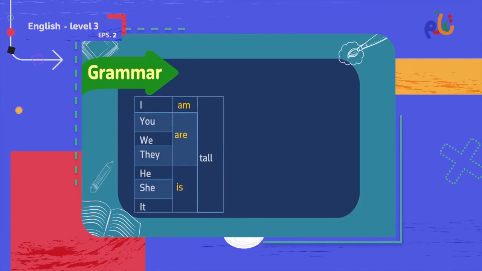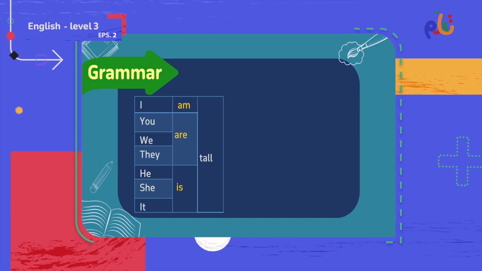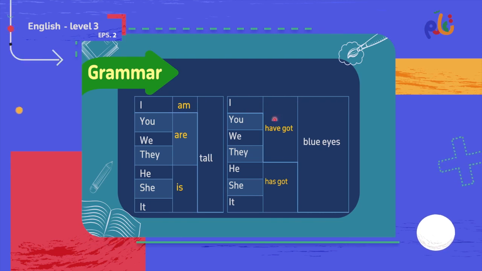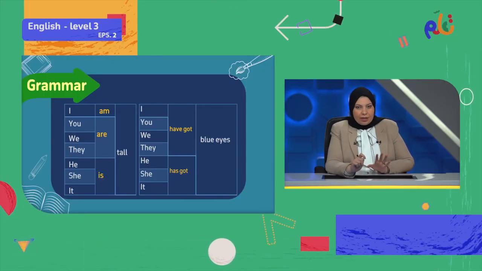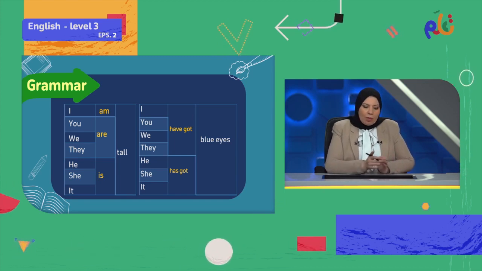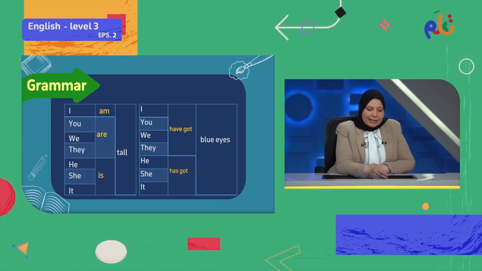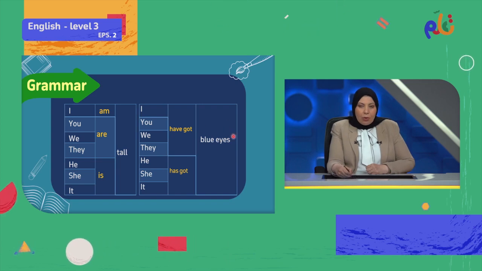We need to think about, are we using verb to be which is am, is, and are, or we're using have or has. Okay, to start with احنا محتاجين نفكر اصلا امتى هستخدم verb to be وامتى هستخدم have or has. And have or has we have got here optional. Optional يعني اختياري. So sometimes I can use got and sometimes I can cancel got. خلينا نبص مع بعض على هنا. So I can say I am tall. I am tall. Or I can say he has got blue eyes.